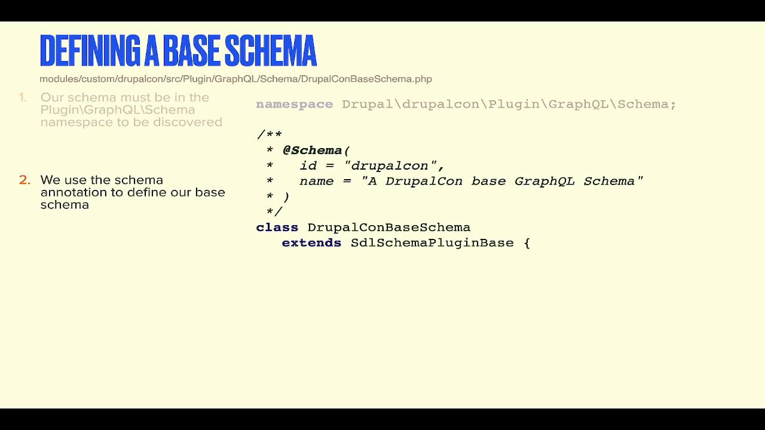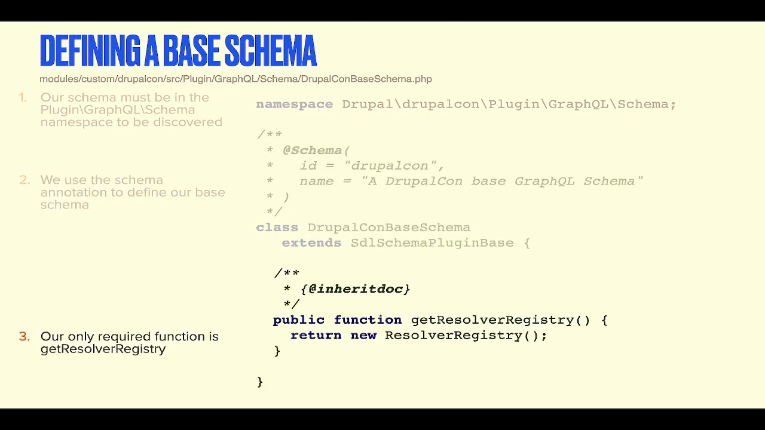And we start out by just creating a class that extends a base plugin and has a schema annotation. The only thing we really need here is an ID that we'll use to reference later and a human readable name for developers. And we only need to implement one function, and that's our get resolver registry. The resolver registry is something provided to us by the GraphQL module that we'll dive into a bit later.